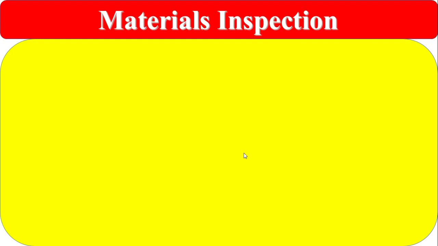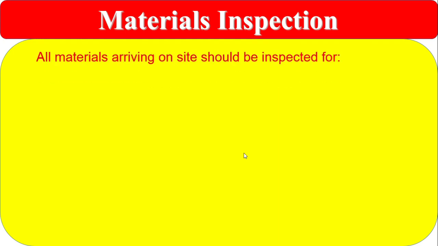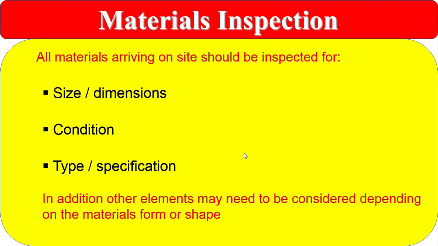So next is the material inspection. How you have to do the material inspection. All material arriving on site should be inspected for three things: one is size and dimensions, second is the condition, third is type and specification. In addition, other elements may need to be considered depending on the material form or shape.